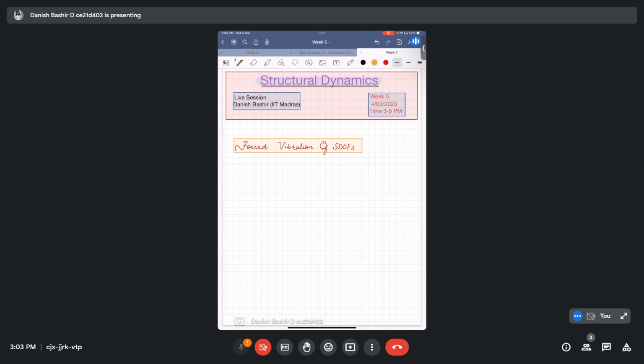In today's live session, we will be discussing an overview of these four modules, and also in the last live session, we discussed the problems related to forced vibration, free vibrations, free damped vibrations. Okay, so we will be also discussing the problems related to forced vibrations, both free and damped. Okay, so we will start now.